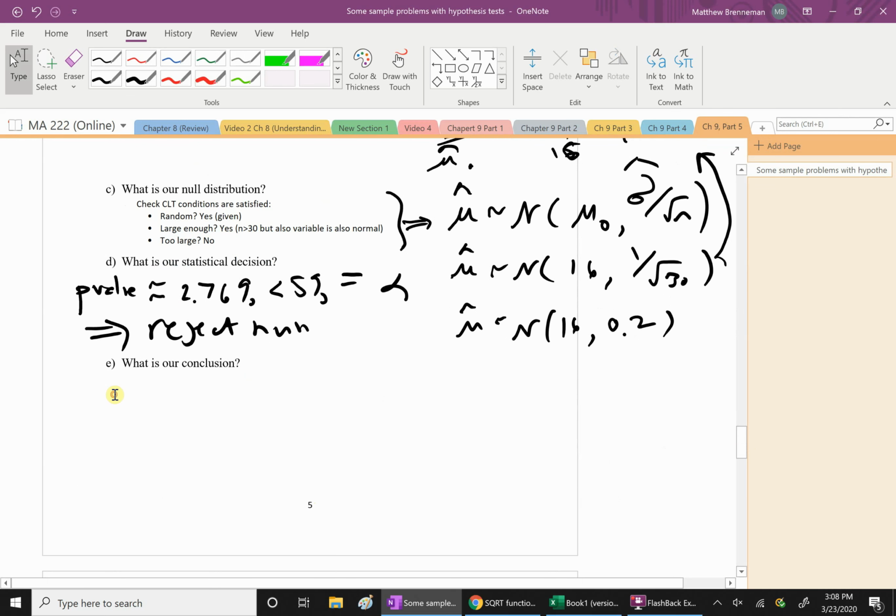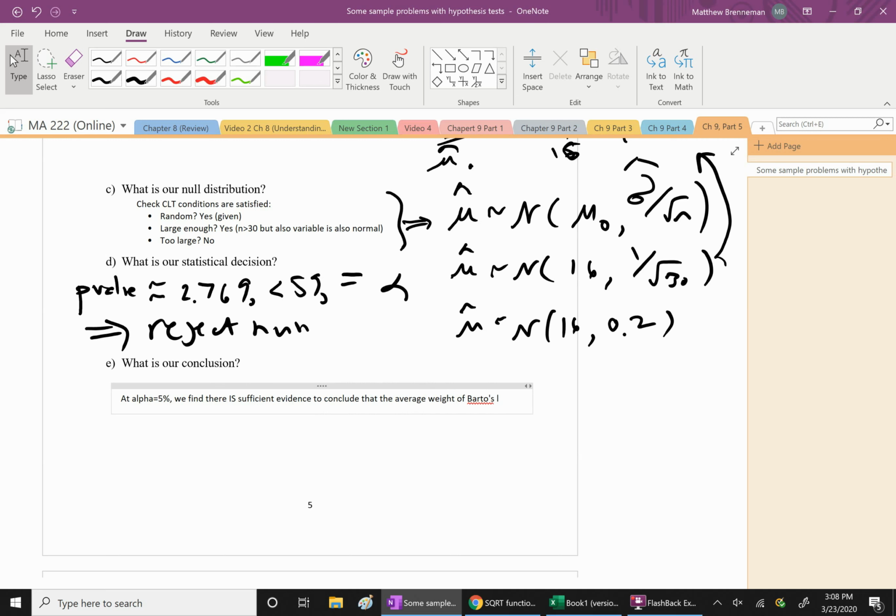So we're ready to state our conclusion. We would say at alpha equal to 5%, we find there is sufficient evidence to conclude that the average weight of Bardo's loaves of bread is greater than 16 ounces. And there we go.